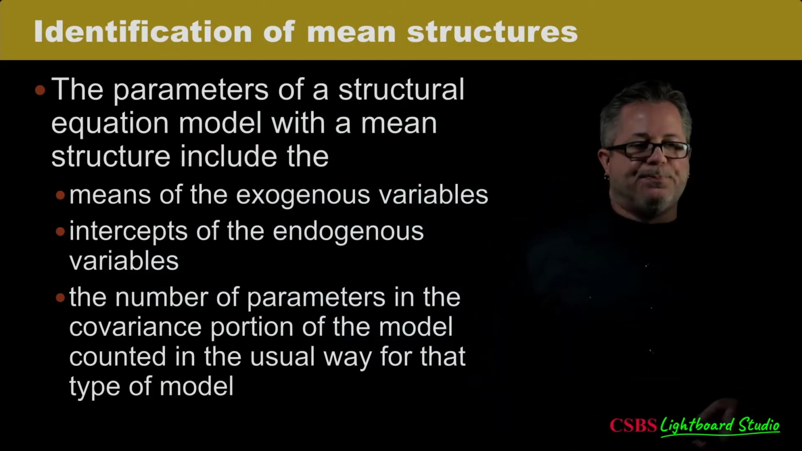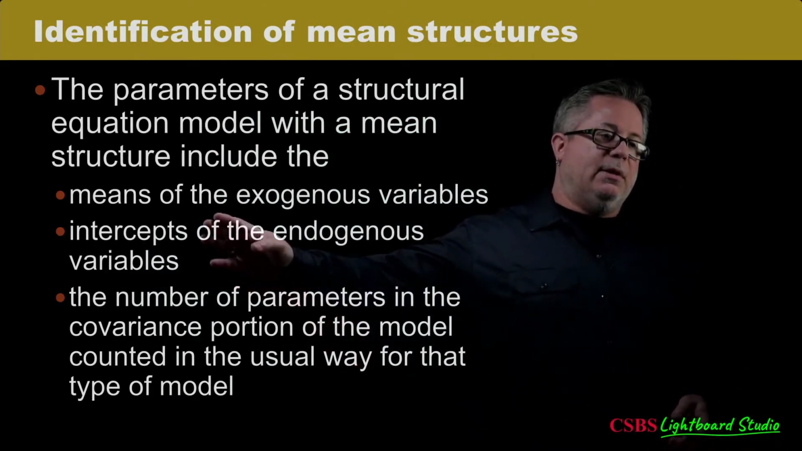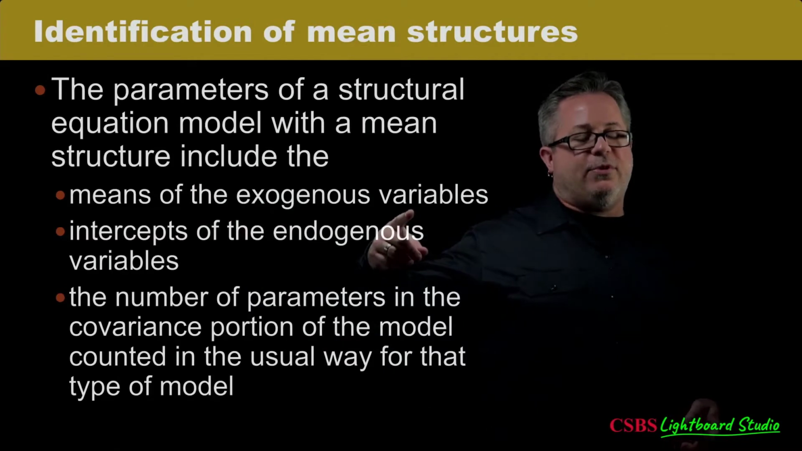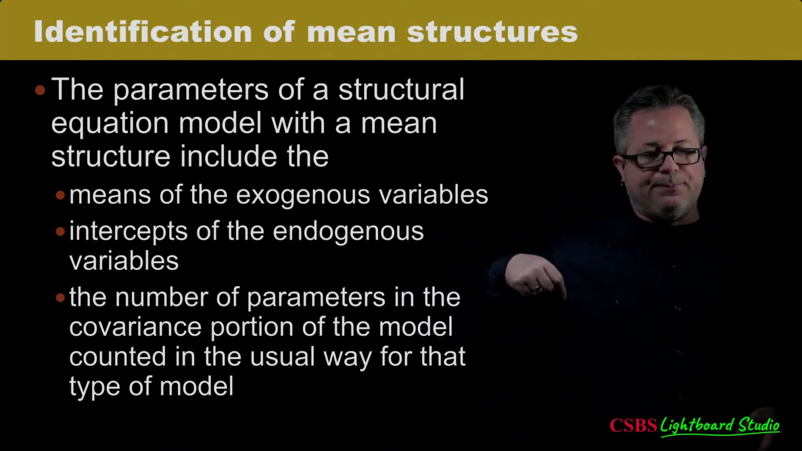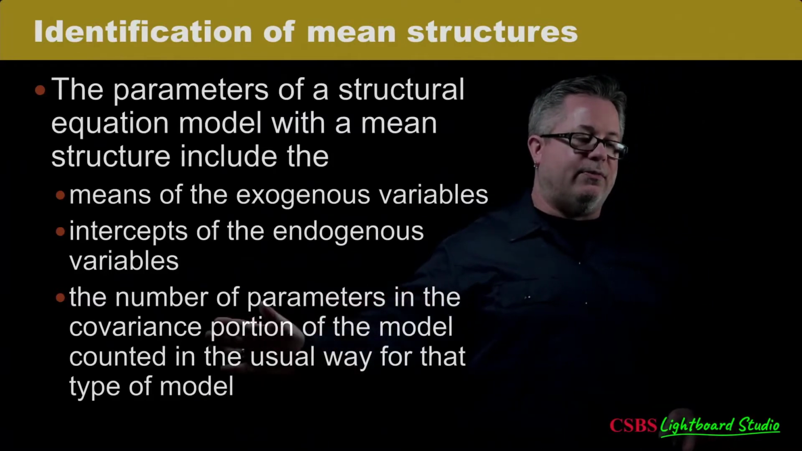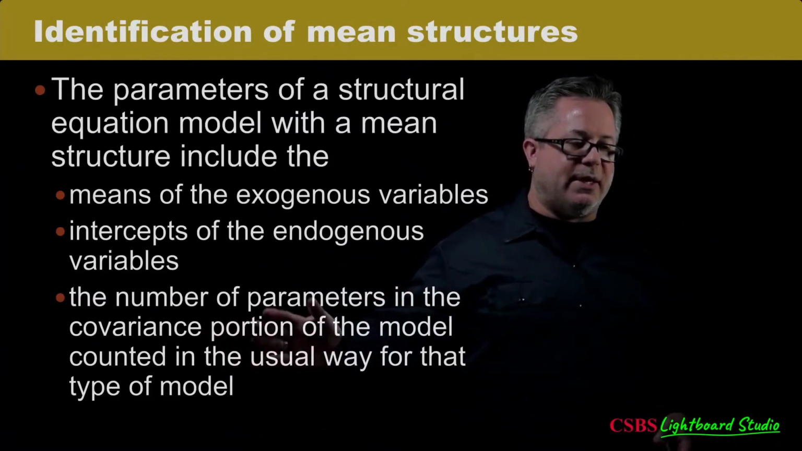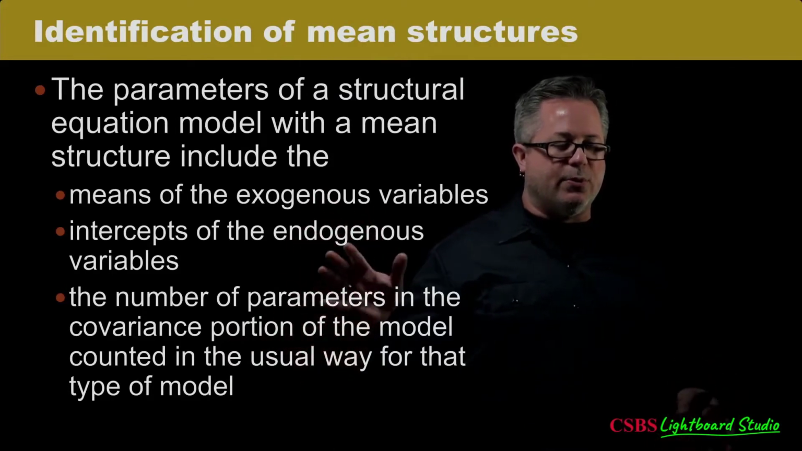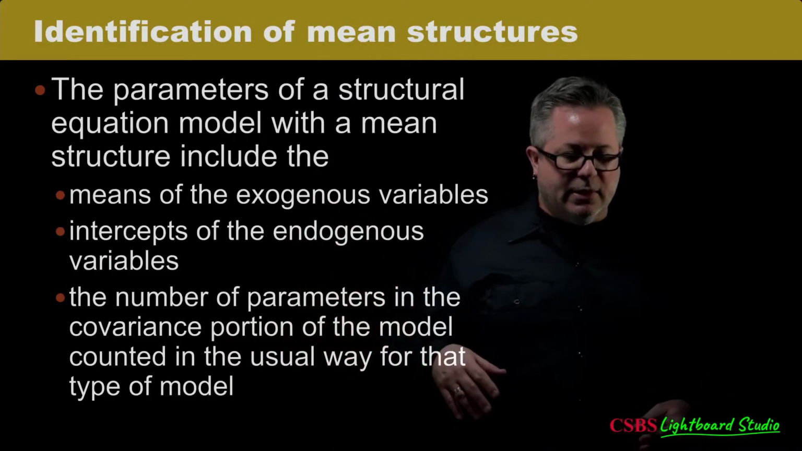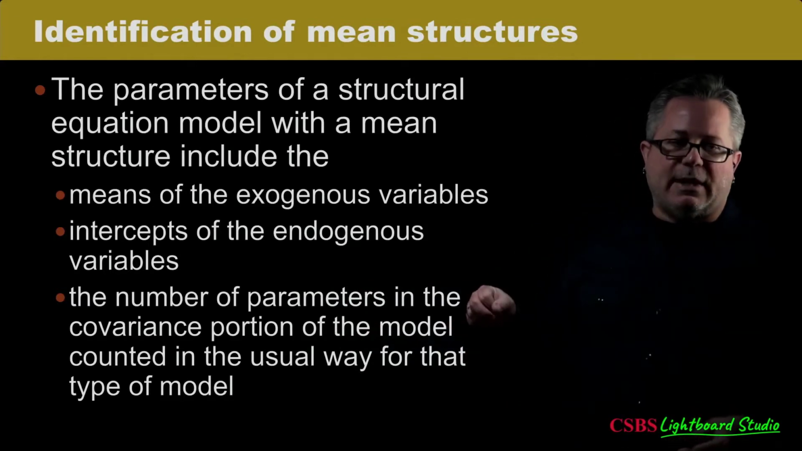But we're going to look at the means of the exogenous variables, which are going to be parameters that are added in. Intercepts of the endogenous variables are going to be added in, and the number of parameters in the covariance portion of the model are also counted in the usual way. So there's more things going on. We have to think about more issues, more ways in which you can have problems with identification. Okay.